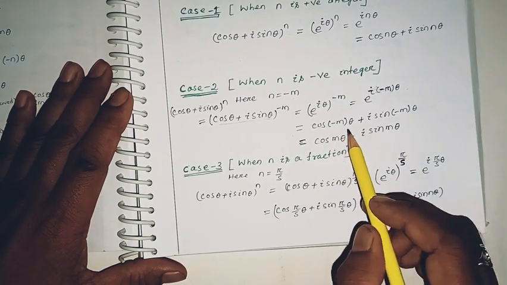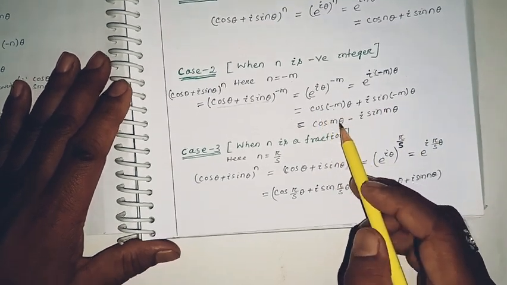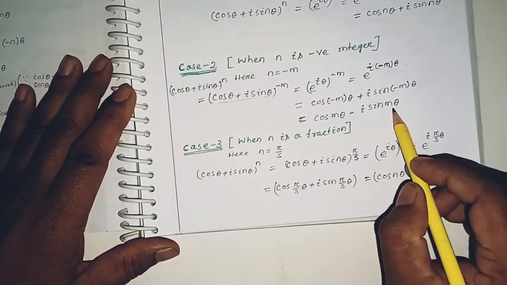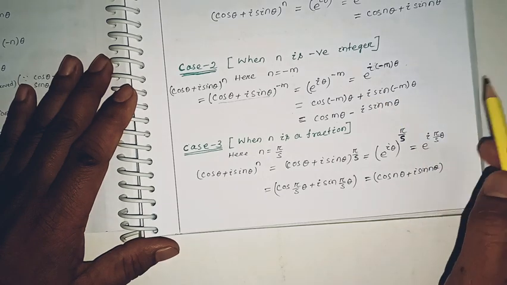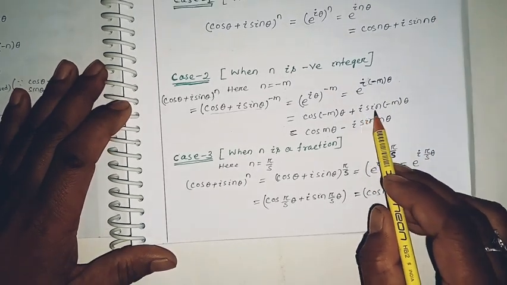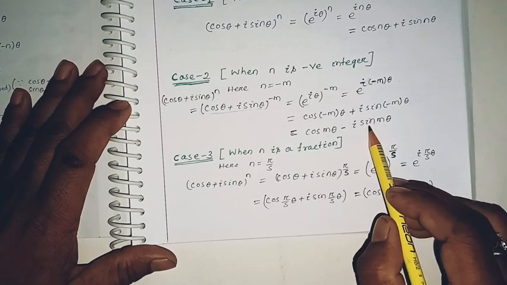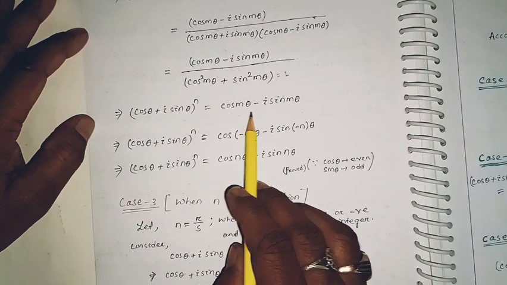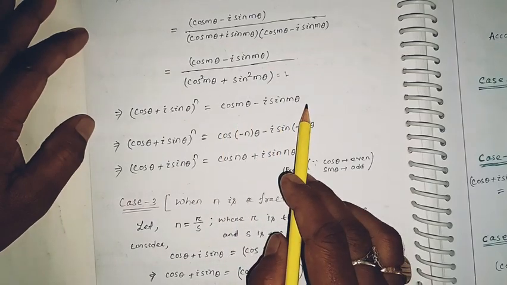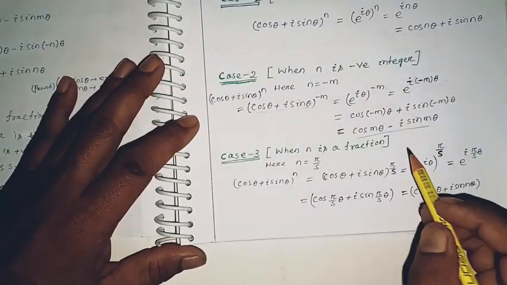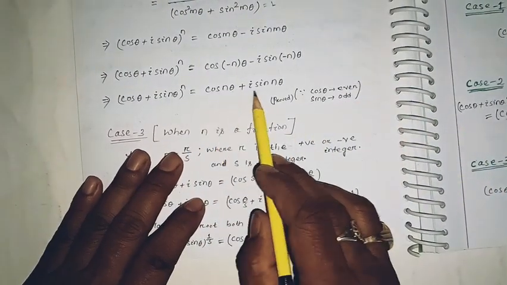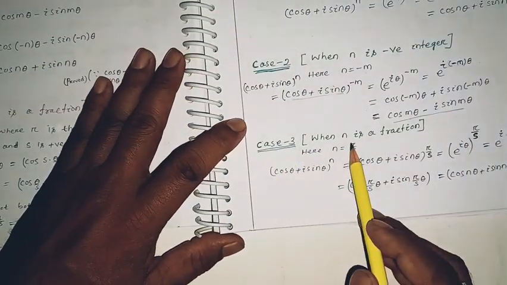Here cos is an even function, so cos(-m theta) can be written as cos m theta, minus i sin m theta, because sin is an odd function. So i sin(-m theta) will be minus i sin m theta. Same result we have already found here: cos m theta minus i sin m theta. Here if we put m equal to minus n, then we can find this result. Now we are going to go for case 3, when n is a fraction.